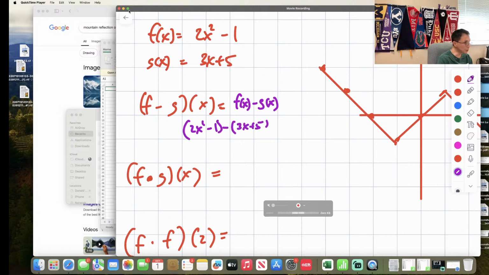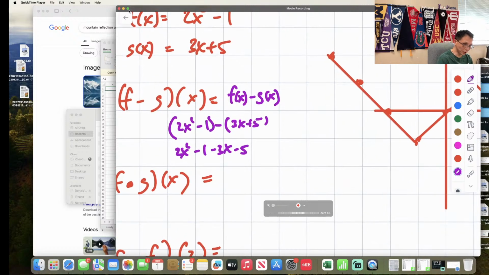Did you distribute a negative sign? So it'd be 2x squared minus 1 minus 3x minus 5 rather than positive 5. So then you should get 2x squared minus 3x minus 6. Does everybody get that? Should be easy, right? Did anybody not get it? Raise your hand if you didn't, and I'll let you know where it could be improved. The problem is distributing the negative sign.